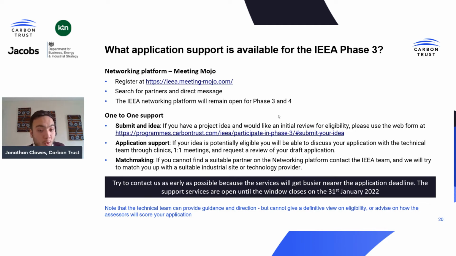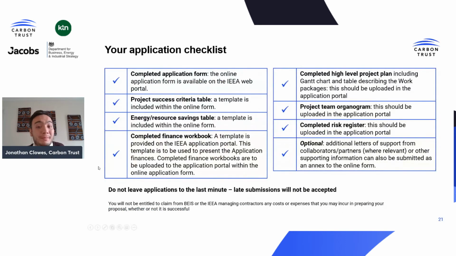Please note, all of these support activities are for guidance and direction only. We can't give a definitive view on eligibility, nor can we say how the assessors will end up scoring your application, but the support is still there, and hopefully it is still very valuable to you as you're going through this process. Finally, we're also able to support on matchmaking. If you're struggling to find a partner, please get in touch with the team and we can see if we can put you in touch with any suitable industrial partners or technology providers.